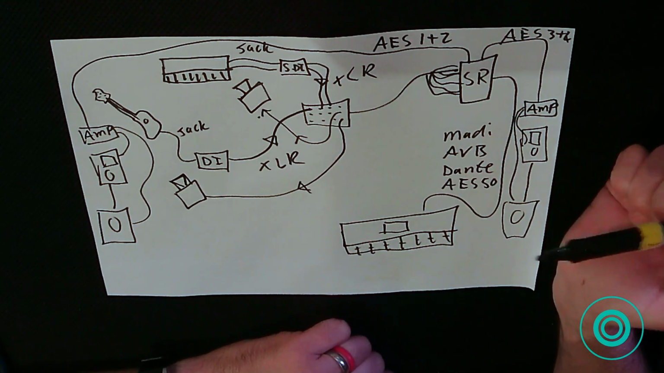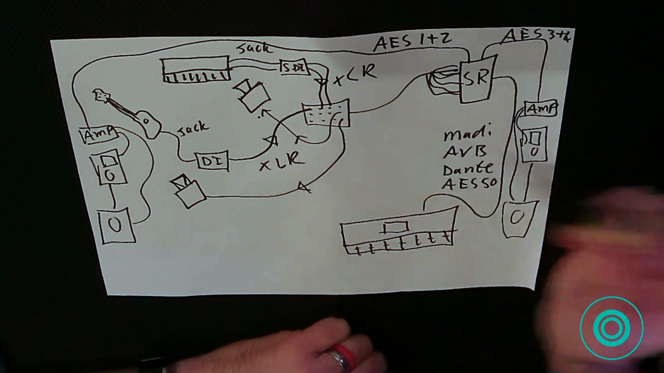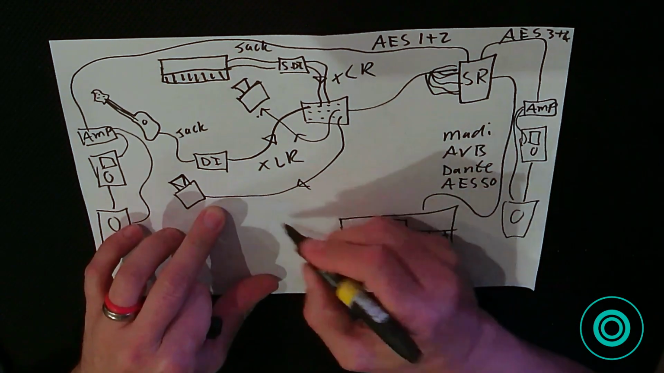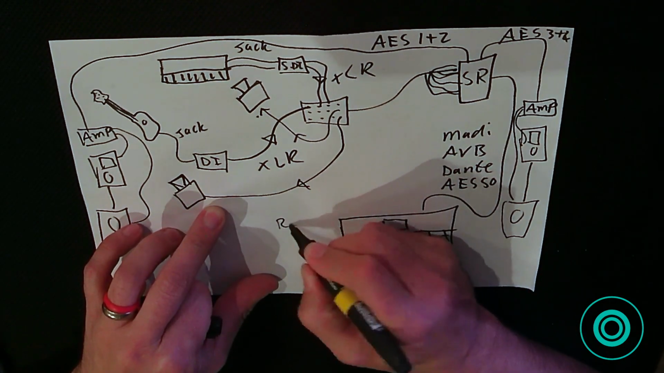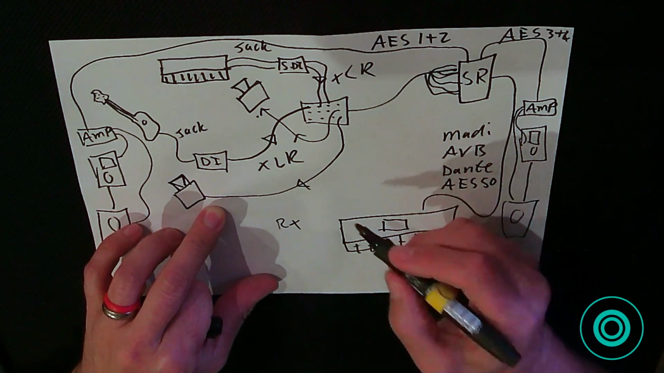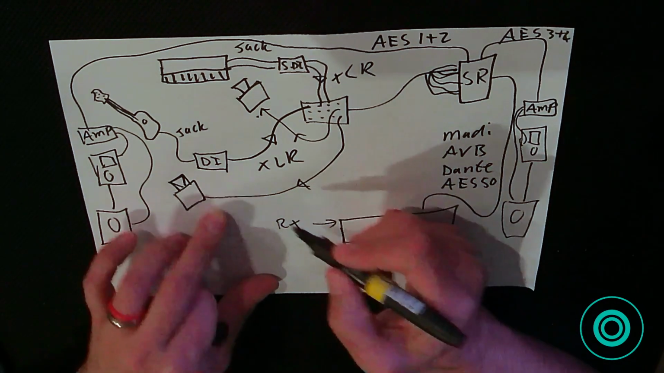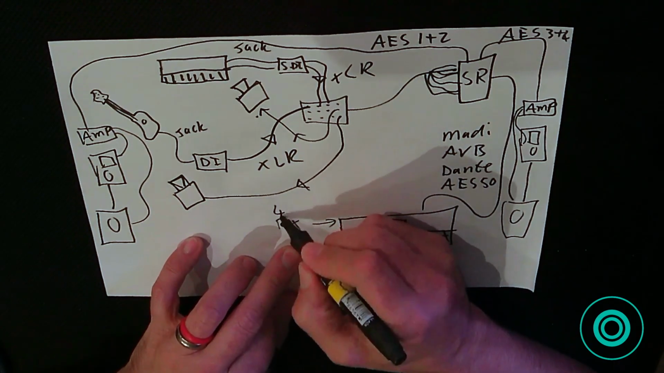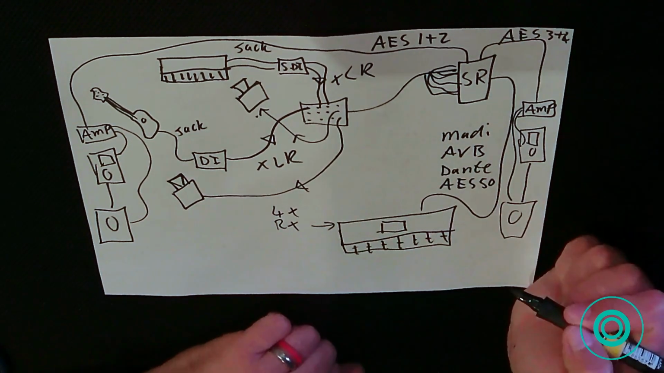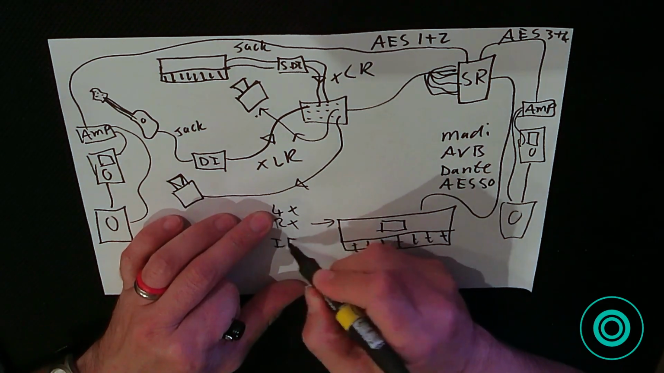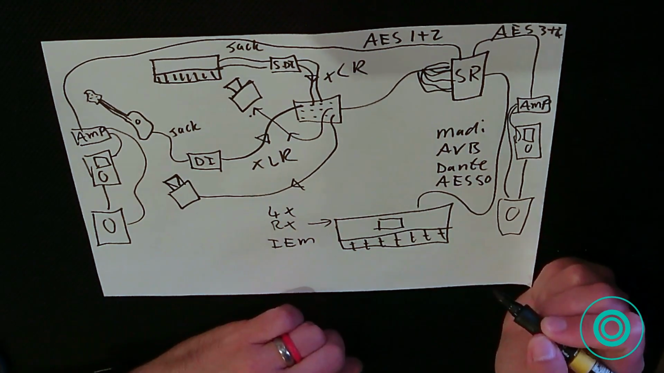Maybe there's some vocals, wireless microphones, two monitors. There might be some radio mics, RX mics here in front of us, just patched locally, 4 times RX. And there might be some in-ear monitors as well. So the abbreviation we use is IEMs.